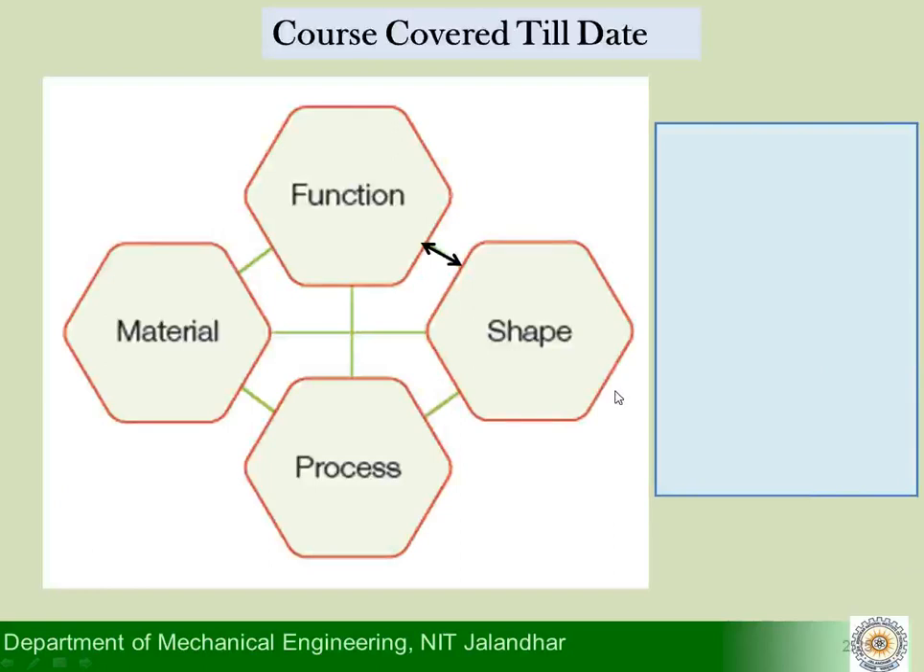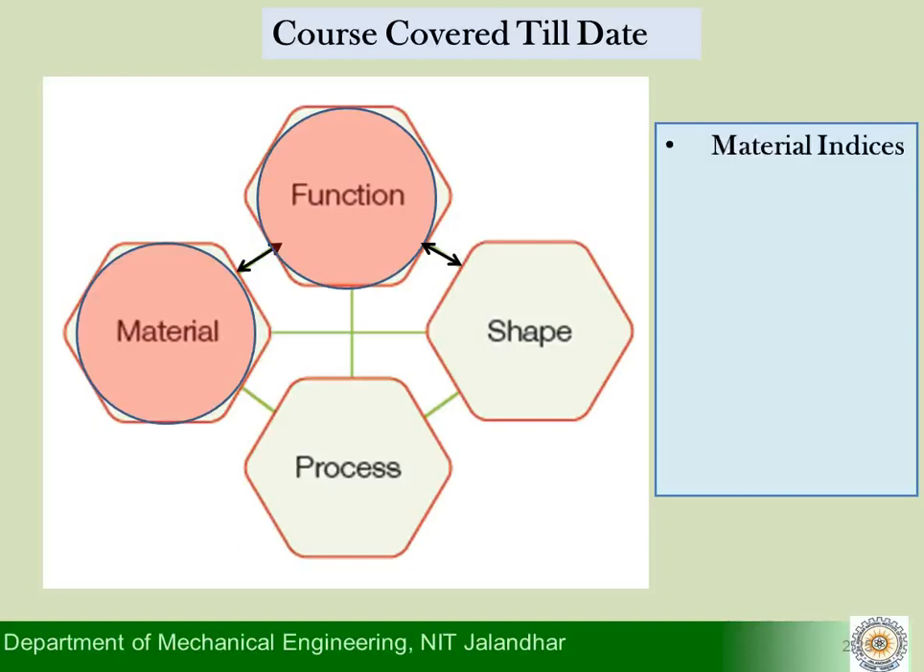So what we have been discussing from our first class is this interaction between the four parameters: the material, function, shape, and process. And we have been able to establish in our earlier discussions the interaction between material and function, which actually leads us to what we refer to as material indices.